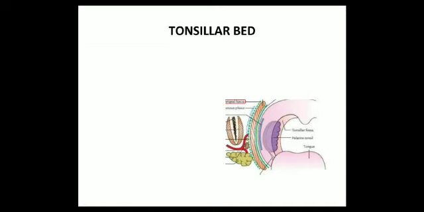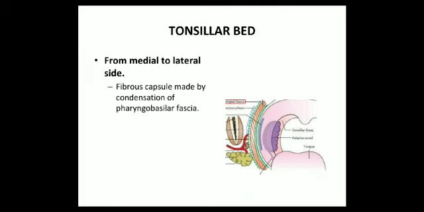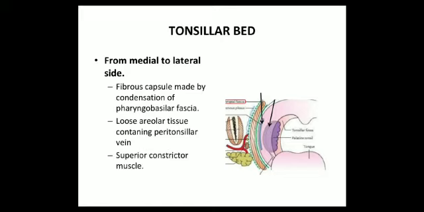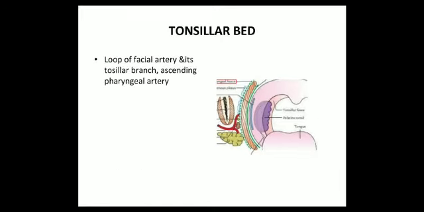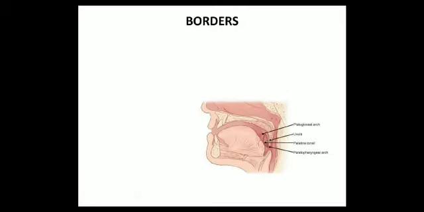So, what are the structures present in the tonsillar bed? From medial to lateral side, it includes the fibrous capsule made by condensation of pharyngobasilar fascia, the loose areolar tissue containing the peritonsillar vein, the superior constrictor muscle, the loop of facial artery and its tonsillar branch, the ascending pharyngeal artery, and the styloglossus and stylopharyngeus muscle.